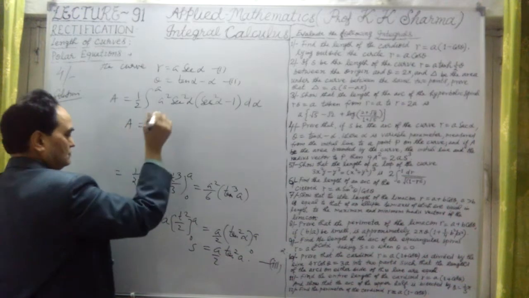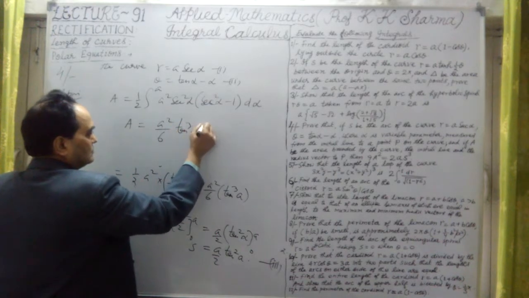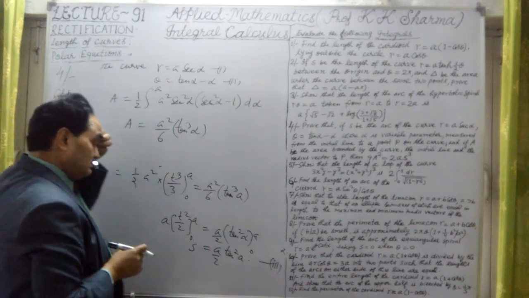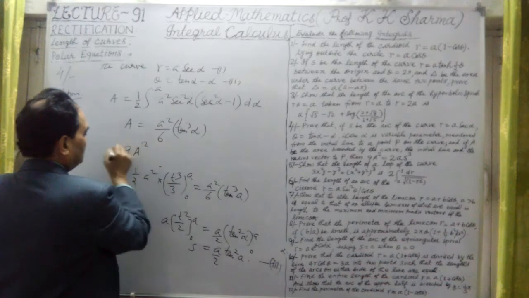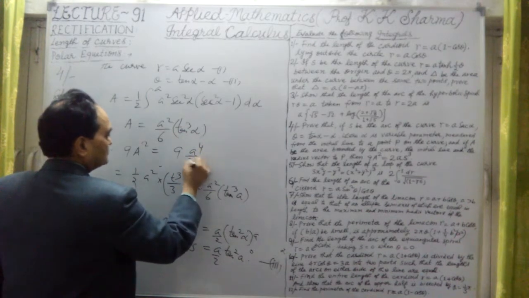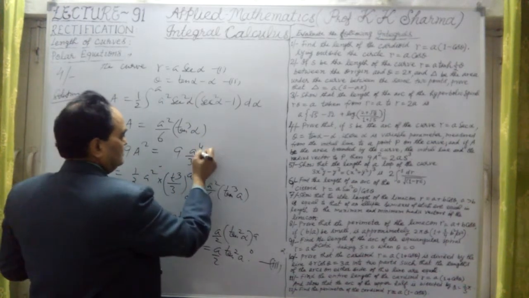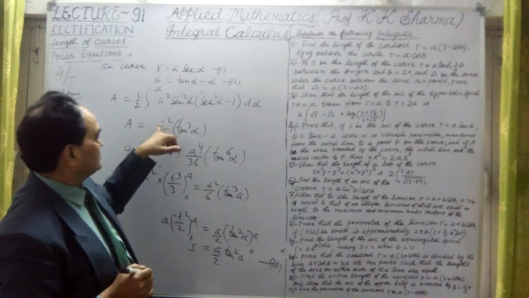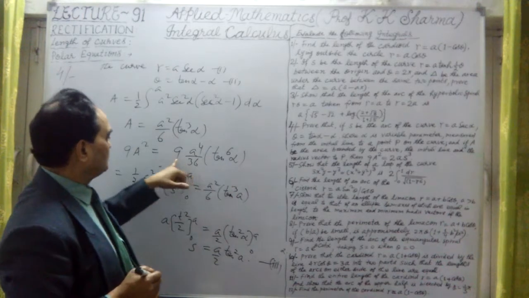A is equal to a square upon 6, and this is tan cube alpha. Here it is tan square alpha. So in the tan we have obtained this. If I square this and multiply by 9, it will give us 9 into a square. A square is a^4 upon 36, the square of this whole. Multiplying by 9, then it is a^4, and tan^6 alpha. So the square of a square is a^4 upon 36 into tan^6 alpha. A^4 upon 36 into tan^6 alpha, multiplied by 9.